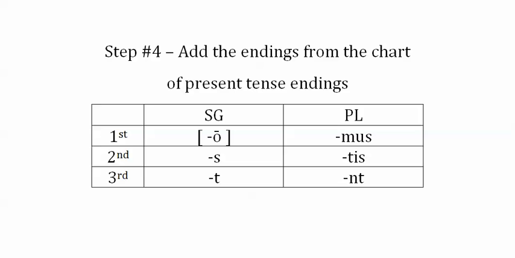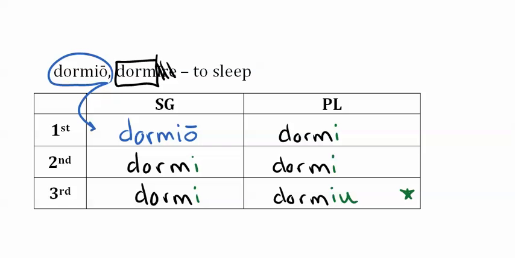Now I'm ready for my last step, which is to add the personal endings, because they indicate the person who is the subject of the verb. For the present tense, these are O, S, T, MUS, TIS, NT. We already have the O, so that's why that's in brackets. I don't need to add it. I already added it when I copied the dictionary definition, but I do need to add the other endings on.